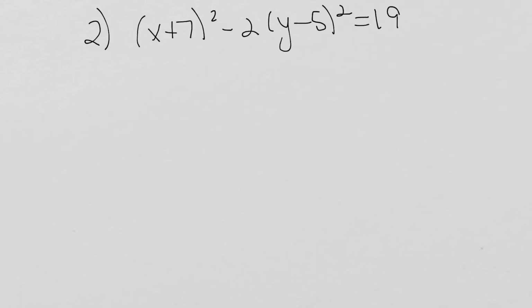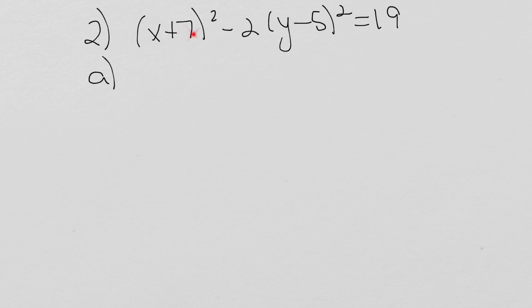Problem 2 is asking us to evaluate the equation: the sum of x and 7 squared minus 2 times the difference of y and 5 squared equals 19. The first thing we're asked to do is name the conic section.